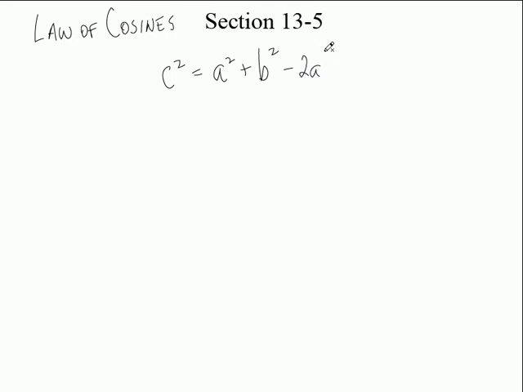Minus 2ab cosine of angle C. That's a larger C than this C. The lowercase c's represent what on the triangle? The sides on the triangle. And of course the uppercase, the capital letters, represent the angle.